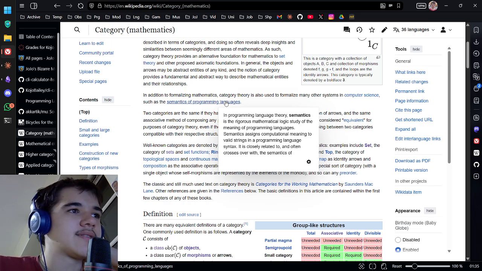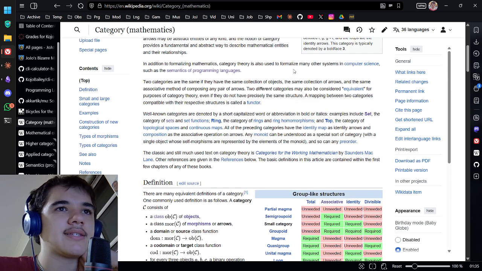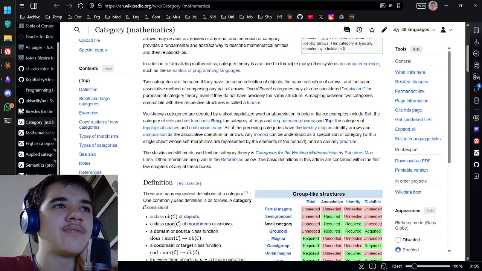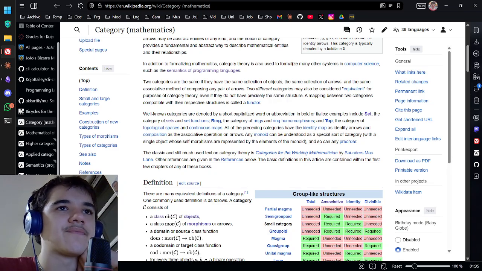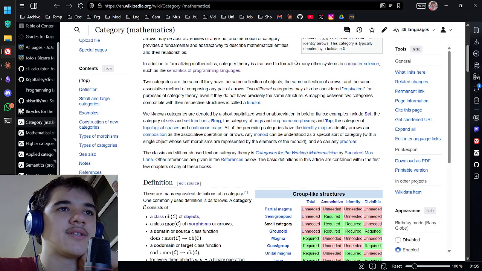Did I open a page for this? I did, and I closed it. Let's open it again. Two categories are the same if they're the same collection of objects, the same collection of arrows, and the same associative method of composing any pair of arrows. Two different categories may be considered equivalent for purposes of category theory. A mapping between two categories compatible with their structures is a functor.